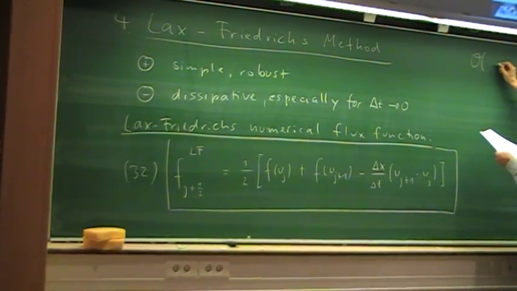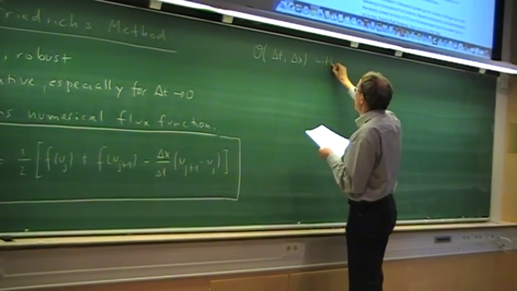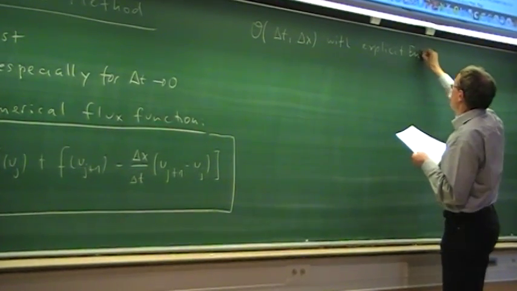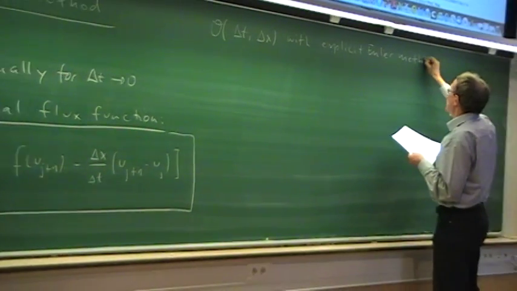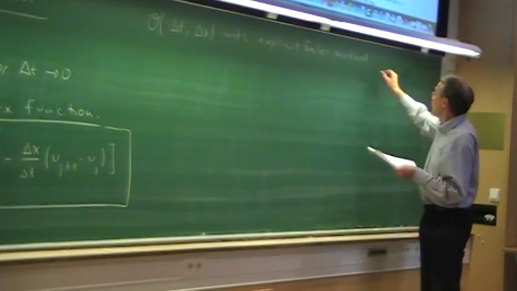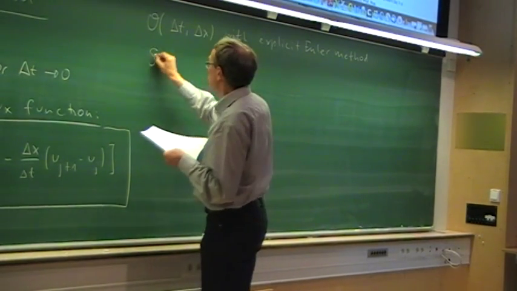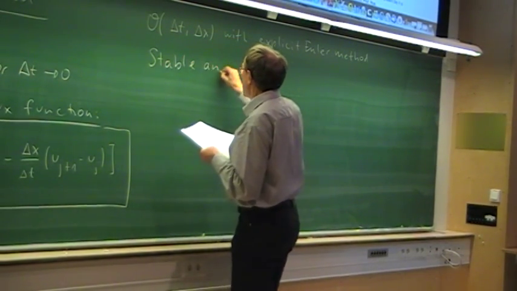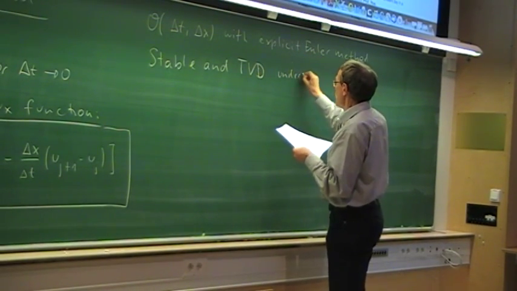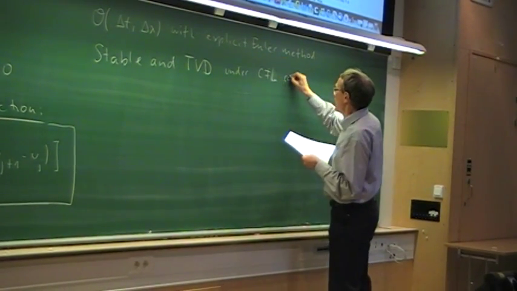Nevertheless, the method is first order in time and space, when we use the explicit Euler method in time. So the accuracy is the same formally, but when we apply it, we will see differences. The method is stable and total variation diminishing under the same CFL condition that we saw for the upwind method.